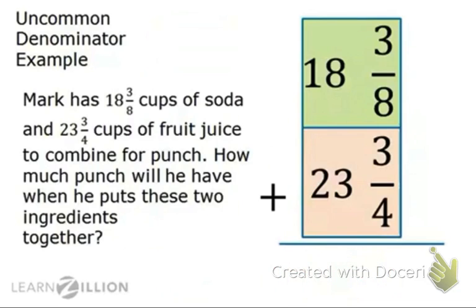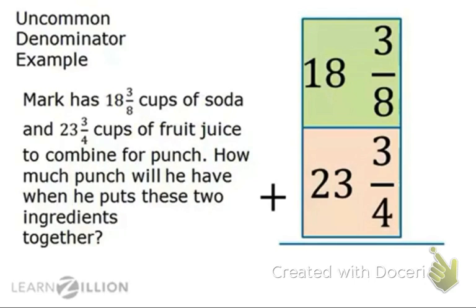Let's see how addition with unlike denominators works. We will need to convert the fractional parts to common denominators, regroup the fractions into whole numbers if necessary, and simplify our answers using greatest common factors. Mark has 18 3/8 cups of soda and 23 3/4 cups of fruit juice to combine for punch. How much punch will he have when he puts these two ingredients together?